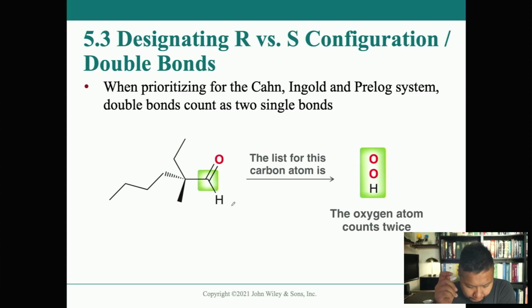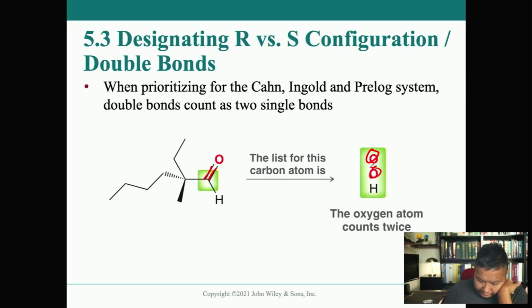All right, so what do we do when we have double bonds? When prioritizing for the Cahn-Ingold-Prelog system, double bonds count as two single bonds. So in this case, that's two single bonds, and so oxygen is just counted twice. Okay?